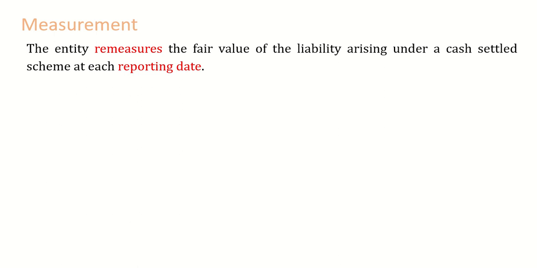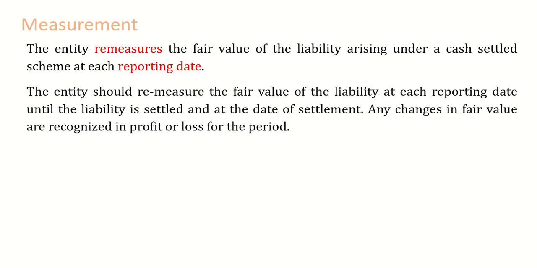But in the cash settled share based payment, what happens? You remeasure at each reporting date. Earlier we measured at the grant date fair value. Now you remeasure at the fair value prevailing at the reporting date. There is a balance sheet date when accounts are prepared. Whether it is 3 years or as each year ends, at that year's balance sheet date you remeasure the liability. Here there is no equity; here you have a liability. The entity should remeasure the fair value of the liability at each reporting date until the liability is settled, and at the date of settlement any changes in the fair value are recognized in profit or loss.